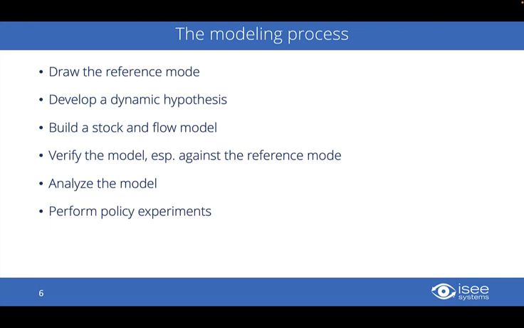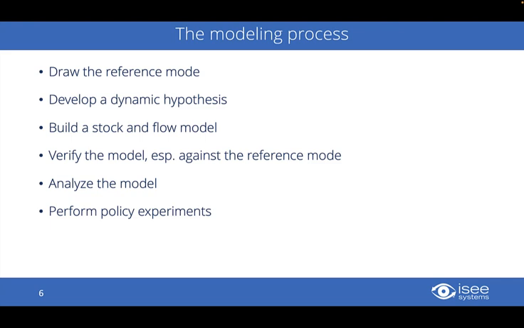From there, we develop what we call a dynamic hypothesis. This is a causal explanation for why the model acts the way that it does, or why the problem exists. So these tend to be word and arrow diagrams, or causal loop diagrams, or CLDs, that depict the underlying logic or structure of the model that we want to build. This is kind of an explanation for how we think the problem came about and how we think we might be able to address the solution.